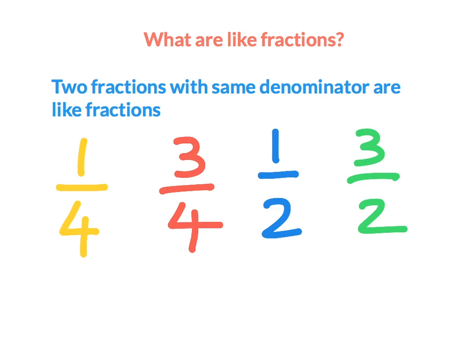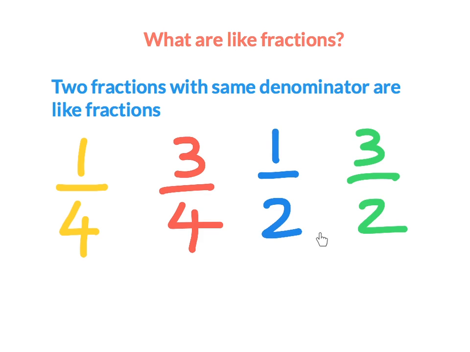So what are like fractions? Like fractions are fractions that have the same denominator, but they may have different numerators. For example, the first two fractions here, the first one is 1/4 and the second one is 3/4. So they both have a denominator of 4. So these two fractions can be regarded as like fractions.